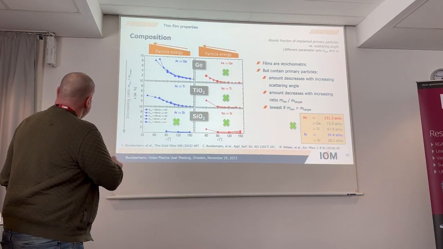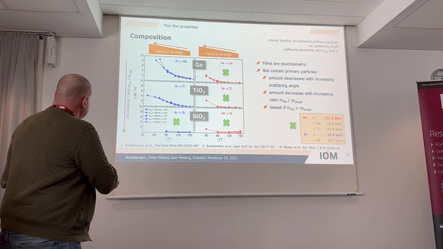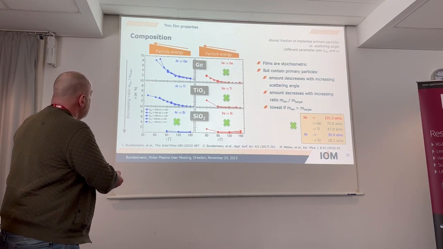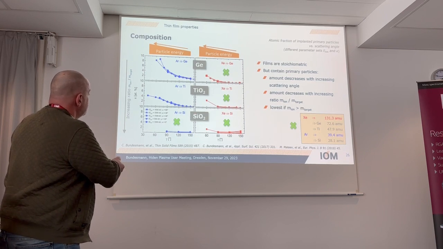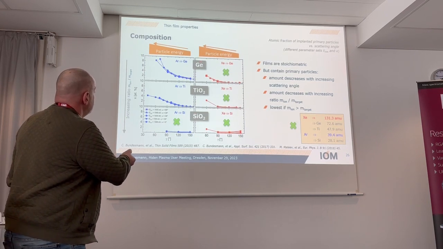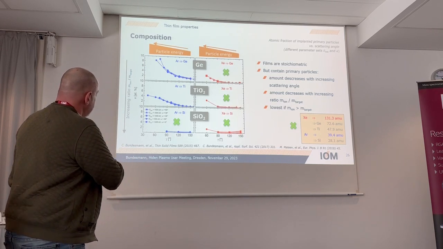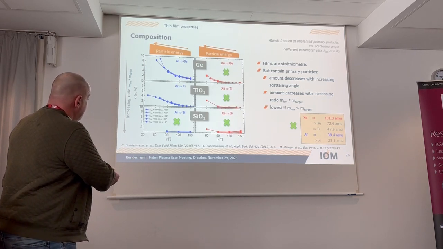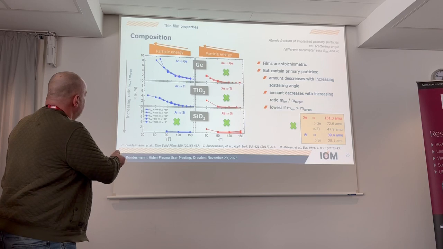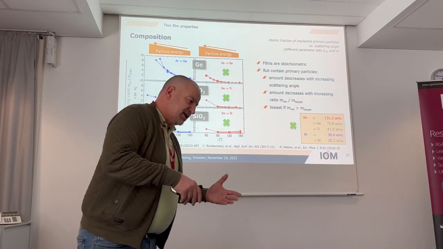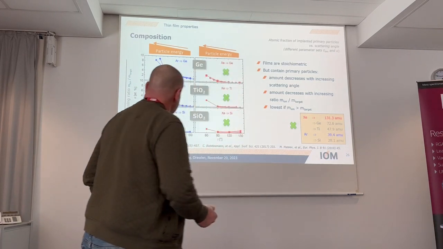And now we plot here the amount of argon particles and xenon particles in silicon dioxide films, in titanium dioxide films, and in germanium films. And what we see for different combinations of ion energy and ion incidence angle, if we plot the curves over the scattering angle, they coincide perfectly for all of these systems. So the driving parameter is the scattering angle.